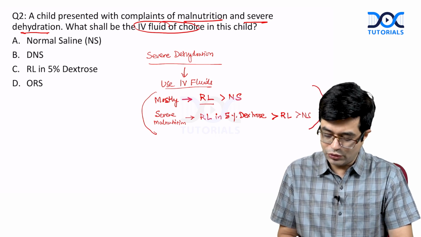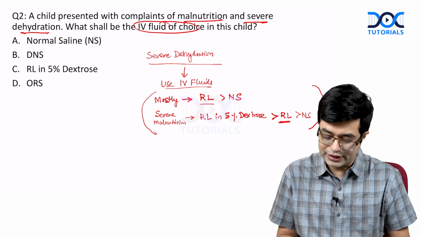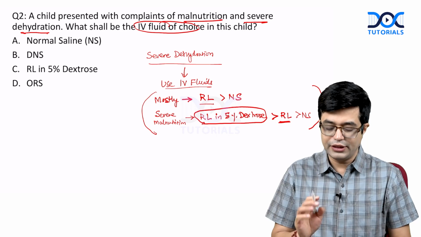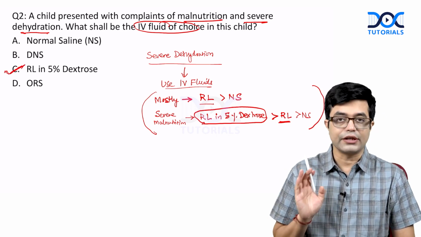Remember that if you are using ringer lactate alone in them, there is a chance of hypoglycemia. And so this is the fluid that will be preferred in these individuals. So the answer to this question is ringer lactate in 5% dextrose.